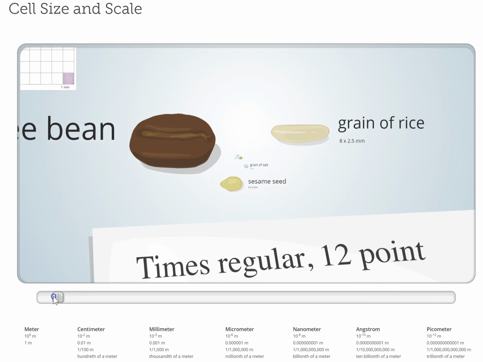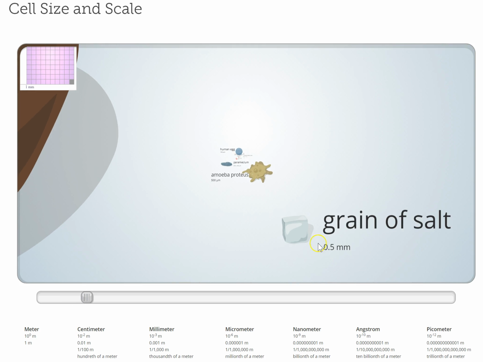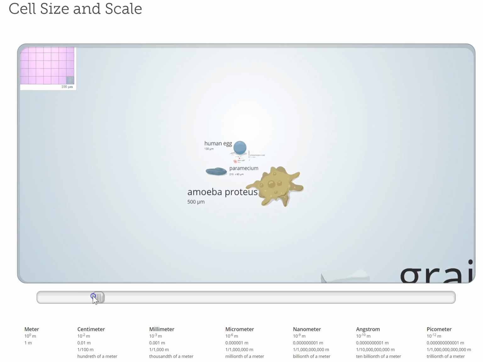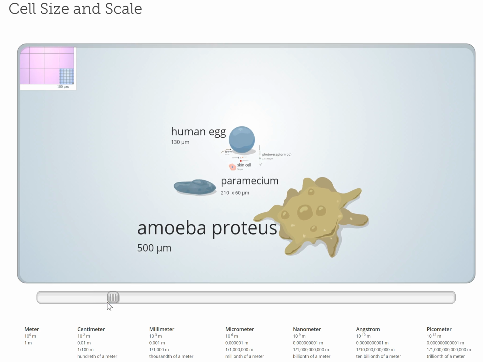If we focus in to the grain of salt, we're now at half a millimeter. And at this point in time, we can start seeing cells. We see one of the larger cells, not the largest, but one of the most common larger cells, an amoeba. These are not the brain-eating kind. These are the common amoeba in water that chase after paramecium and euglena and rotifers.